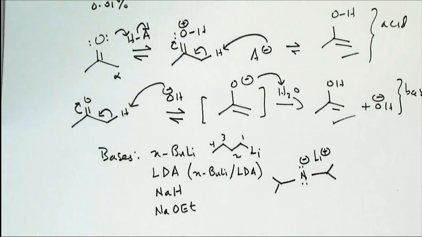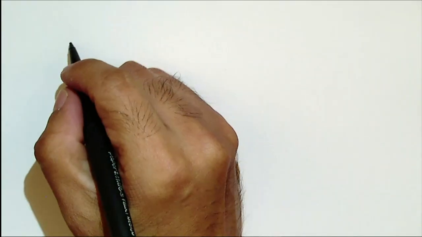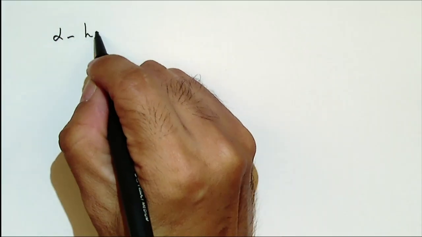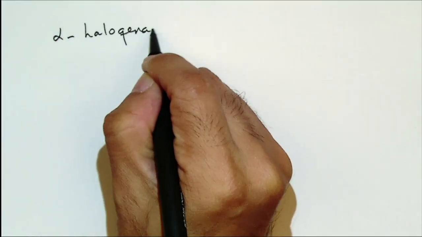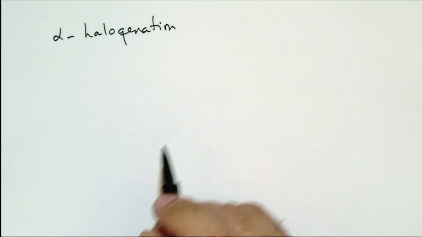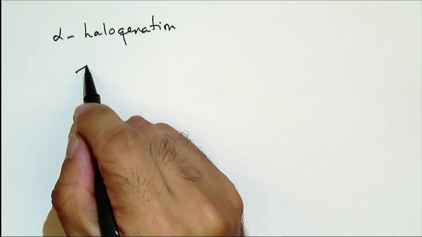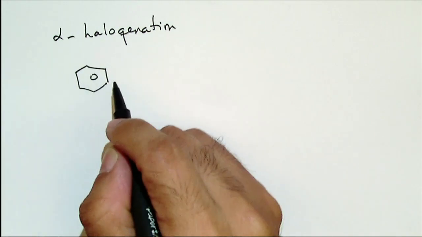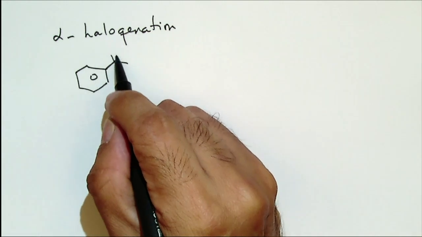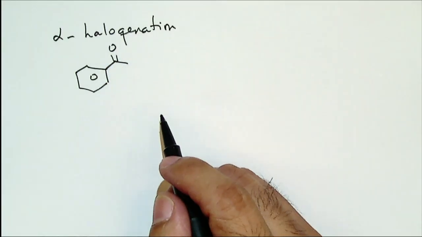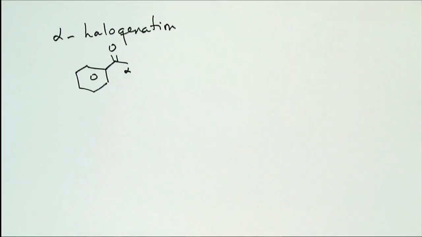So let's look at specific things that we can attach at that alpha carbon position. First, let's look at alpha halogenation. We can actually attach a halogen at that alpha position. So here is your classic case of this occurring. If I have this molecule, which is acetophenone, this alpha position has 3 available protons that can be substituted for.